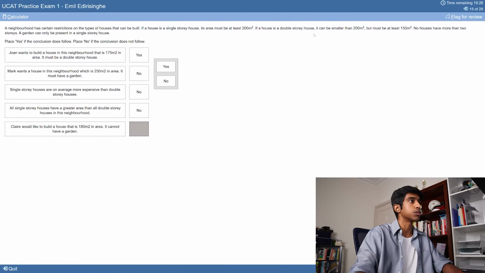Because if a house is a double-story house, it can be smaller, but it doesn't have to be. Claire would like to build a house that is 180 meters square in area. It cannot have a garden. Yes, because it cannot be a single-story house.